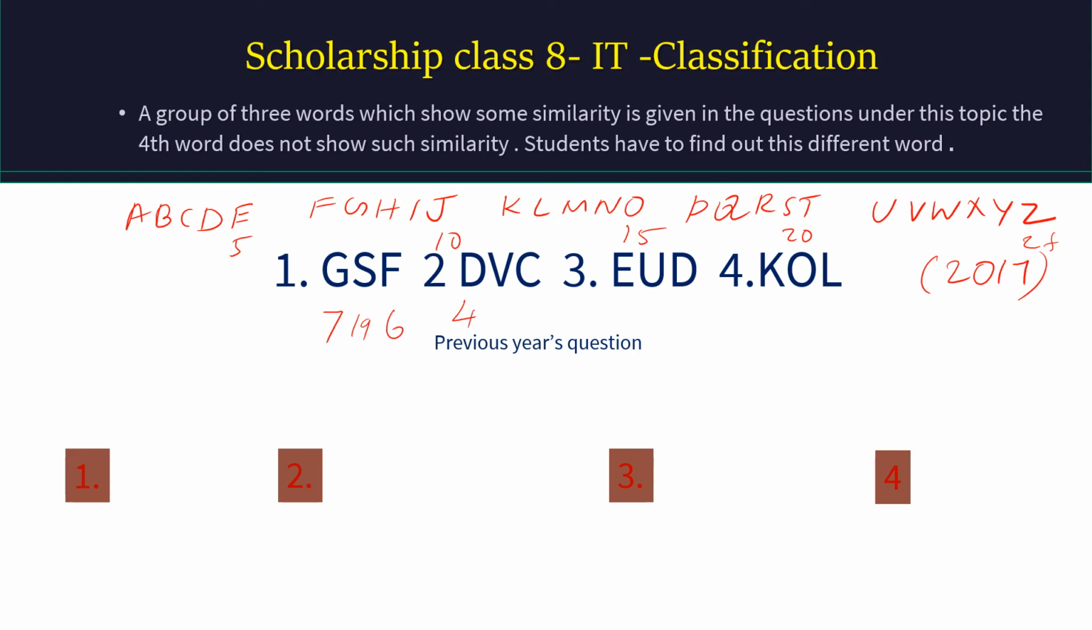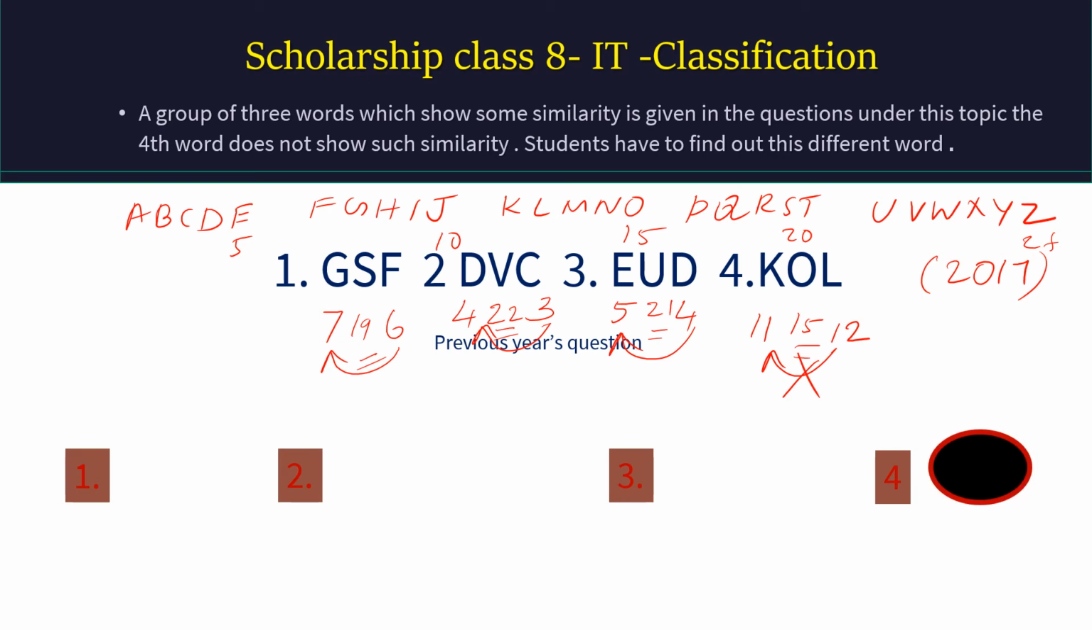And V is at 22, and C is at 3rd position, and E is at 5th position, and U is at 21st position, and D is at 4th position. In the case of KOL, K is at 11th position, and O is at 15th position, and L is at 12th position. You can see that 6, 7, 3, 4, 4, 5, 12, 11 mismatch. The center number does not have any connection in that respect. So we will select KOL, the last one, as the odd one in this.